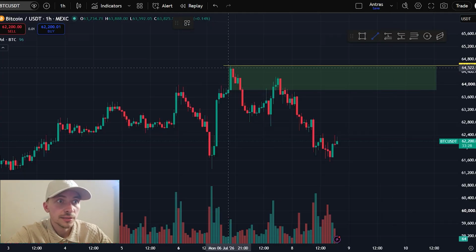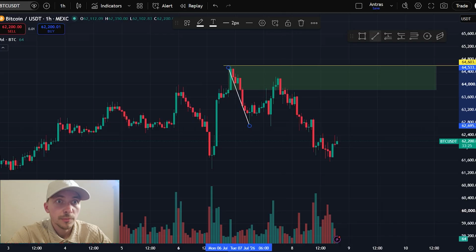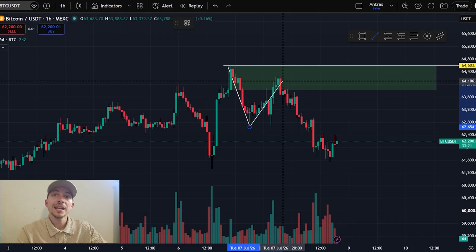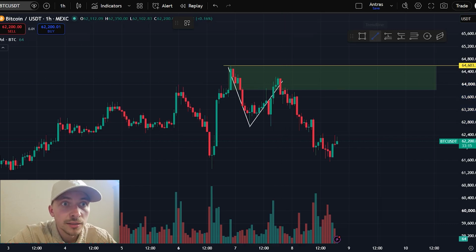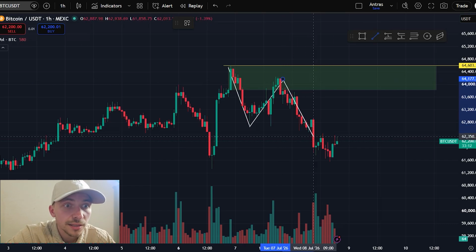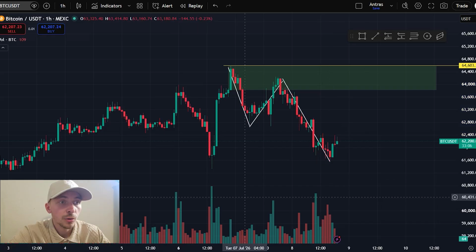See, it started dumping. The price checked if the supply zone is correct, and it starts holding, and we can see a rejection candle, and after that the price started dumping. Now we go into the demand zone.